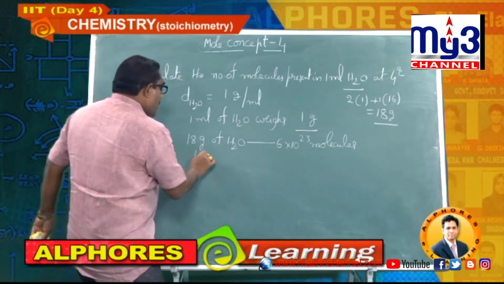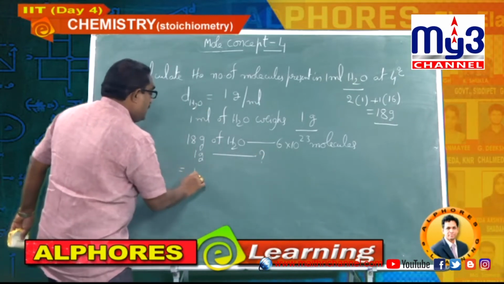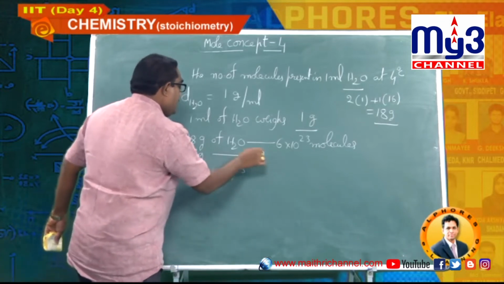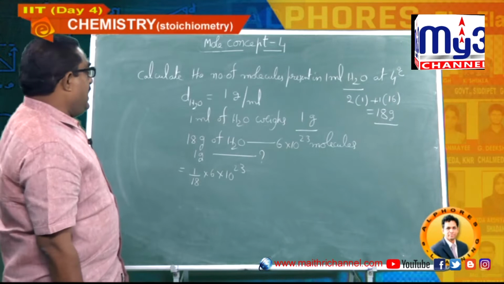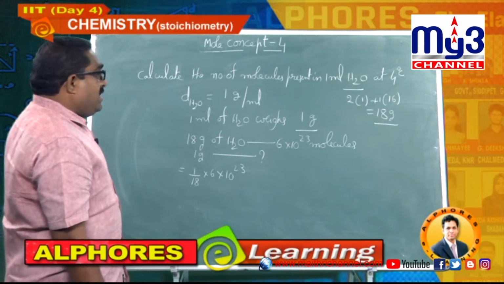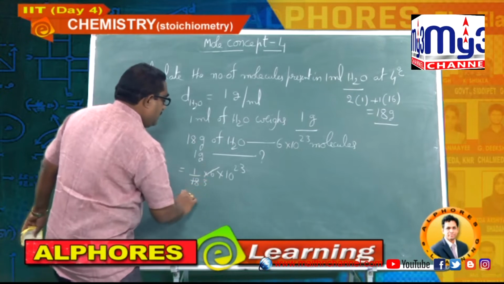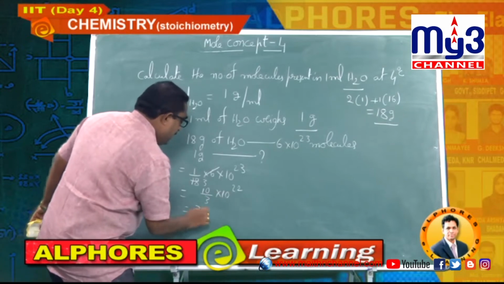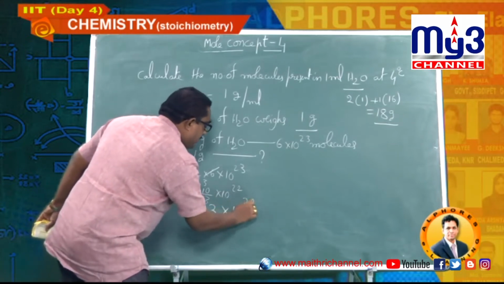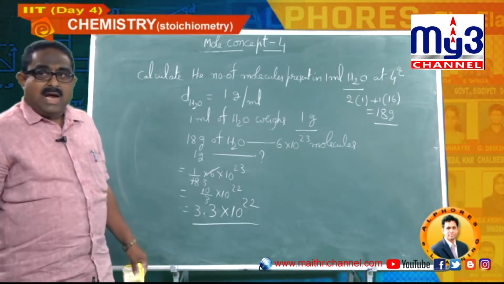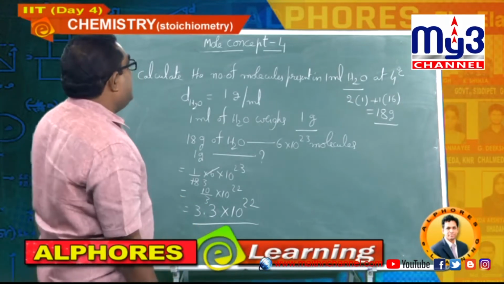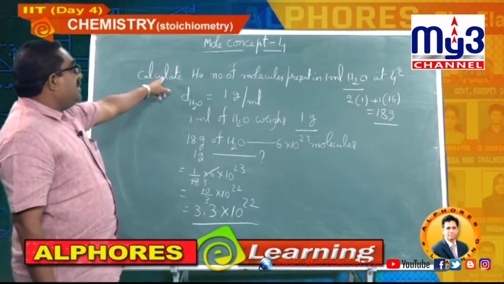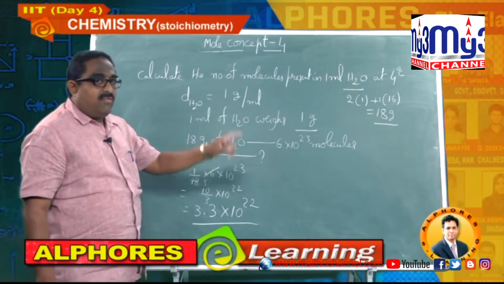Then 1 gram contains how much? That is 1 by 18 into 6 into 10 power 23. Take 3, 10 separate: 10 by 3 into 10 power 22. That is simply 3.3 into 10 power 22 molecules, students. That is your answer. These are the number of molecules we got which are present in 1 ml of H2O.